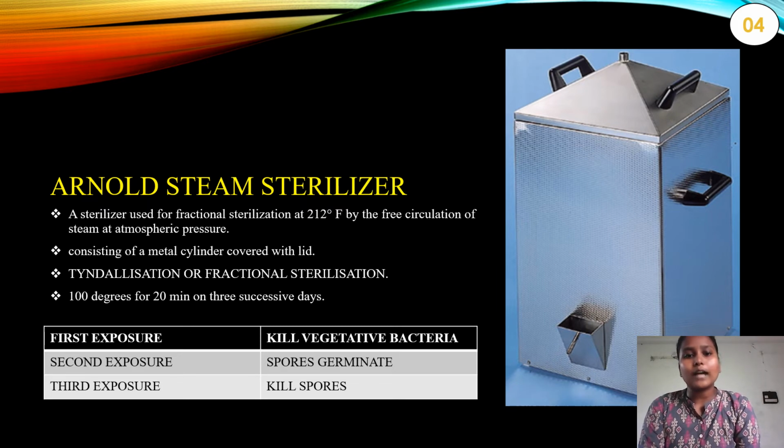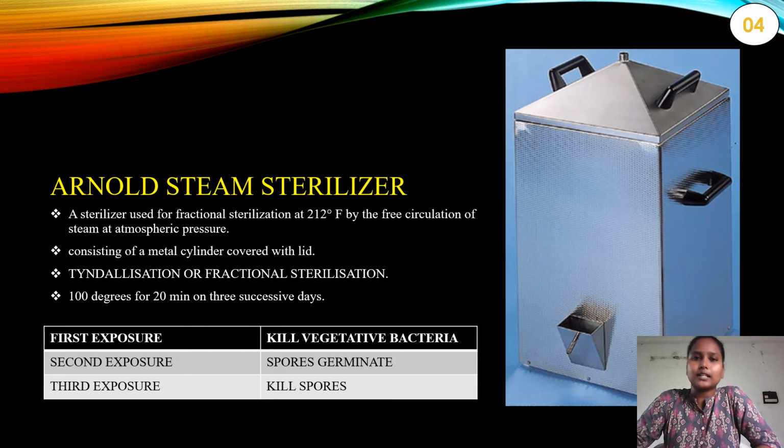So the Arnold steam sterilizer, generally when we expose a material for 90 minutes at 90 degrees, it kills all the vegetative bacteria. But when a material containing media like gelatin or sugar, etc., is sterilized, it will get decomposed at such high temperatures and for such a long period of time. So here in the Arnold steam sterilizer, the material to be sterilized is exposed to 100 degrees for only 20 minutes on 3 successive days.